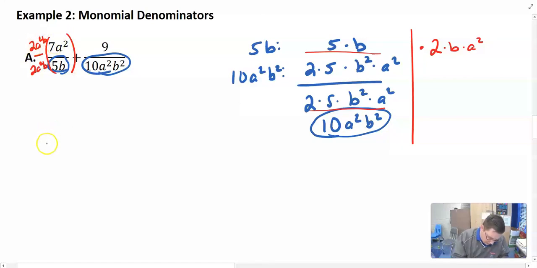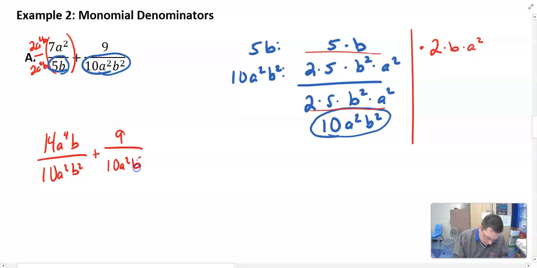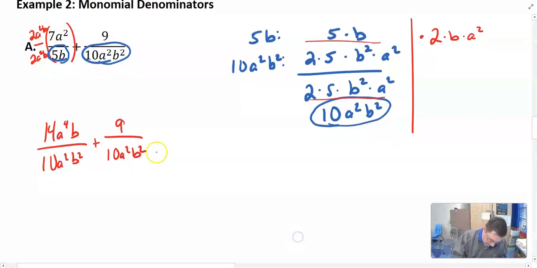And so 2 times 7 is 14. I had a squared and a squared. That's going to give me a to the 4th, and there's a b. This is going to be over 10 a squared b squared, multiplying that to get our common denominator. And then plus the 9 over 10 a squared b squared. So now I've got the same denominator, and so the two fractions now become 1 through addition. And so what we're going to get is 14 a to the 4th b plus 9, all over 10 a squared b squared.